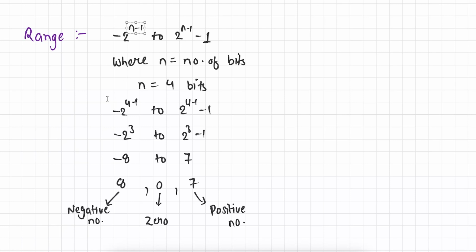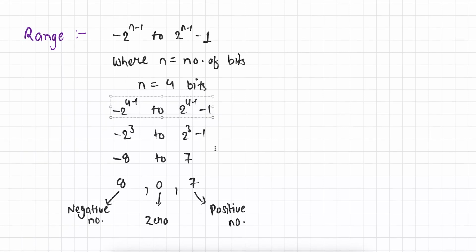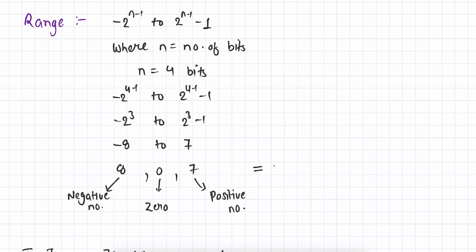So if we calculate this, we get minus 2 to the power 4 minus 1 to 2 to the power 4 minus 1, minus 1. So we get minus 8 to positive 7. It means there are 8 negative numbers we can store in this range, 1 is our 0, and 7 are positive numbers. So if we total 8 plus 1 plus 7, it comes out to be 16. So the total number of numbers we can store in 4 bits is 16. Out of these, 8 are negative numbers, 1 is zero, and 7 are positive numbers.